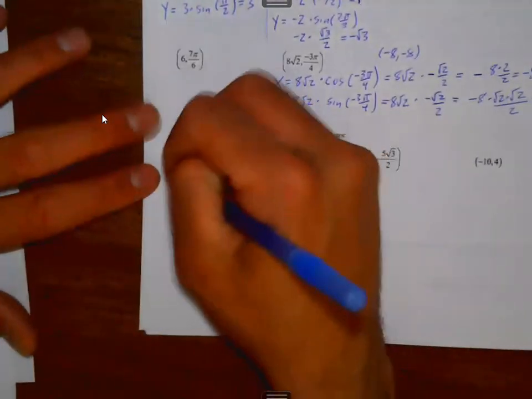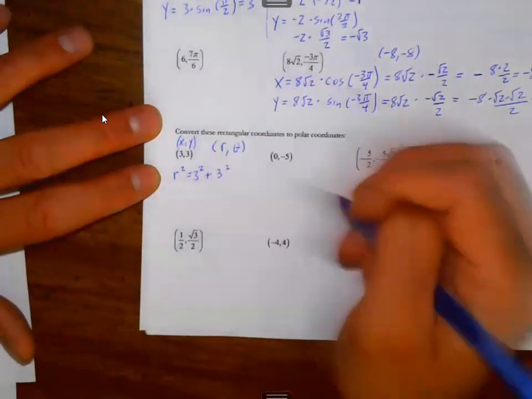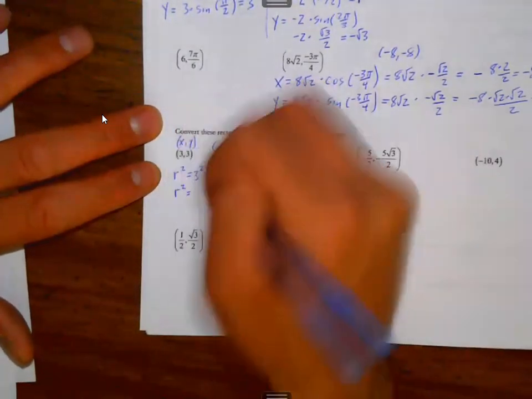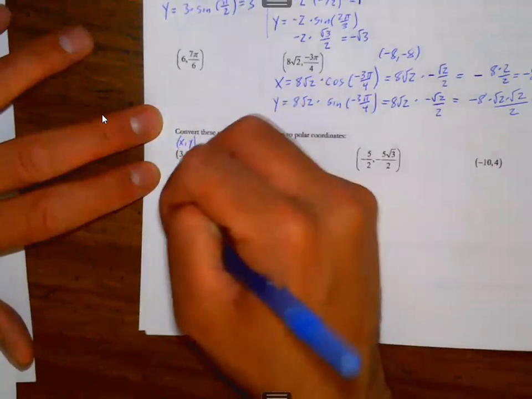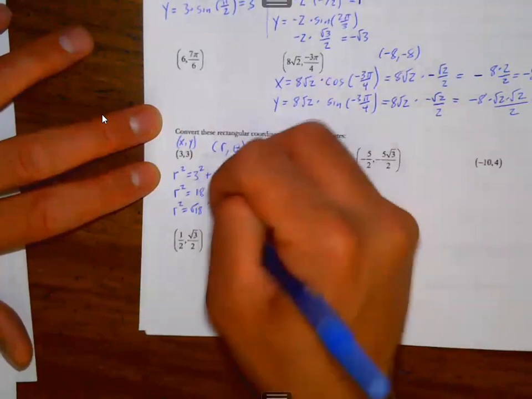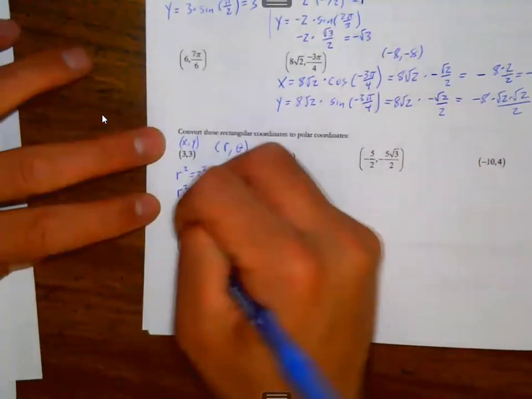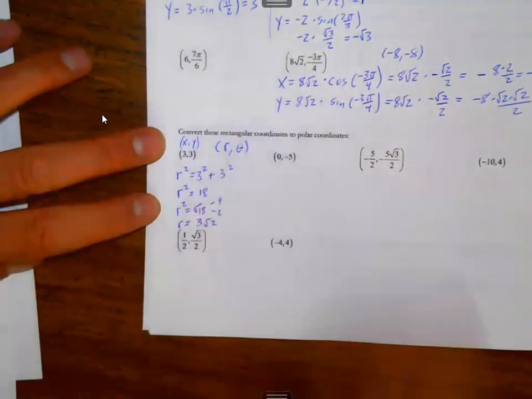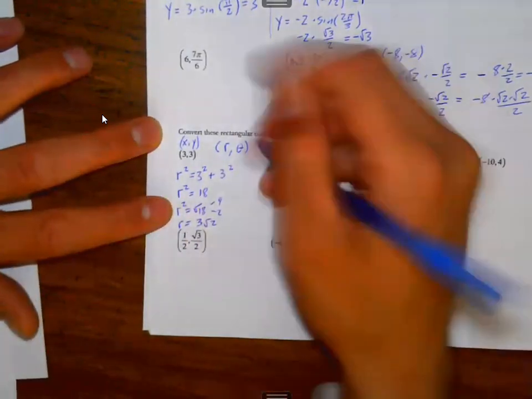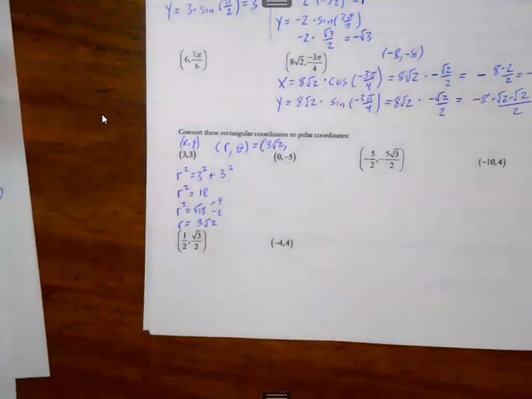So to find r, I could just do r squared equals 3 squared plus 3 squared. So we get r squared is equal to 18. So r is equal to root 18, which is 9 times 2, and the square root of 9 is 3. So r is equal to 3 root 2. All right, so in my final answer, I know that the first coordinate is going to be 3 root 2.